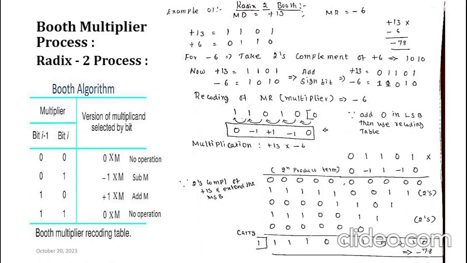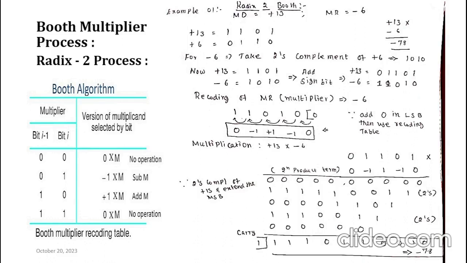Next you have to make groups of 2 bits. With the help of the Booth algorithm I am reducing the multiplier value from 11010 to 0, -1, +1, -1, 0. Now I make the multiplication of +13 and -6. The multiplication process is very similar. After the multiplication you add the partial products with the help of an adder. Finally I have -78. You can see the result is 11100010, which is -78.